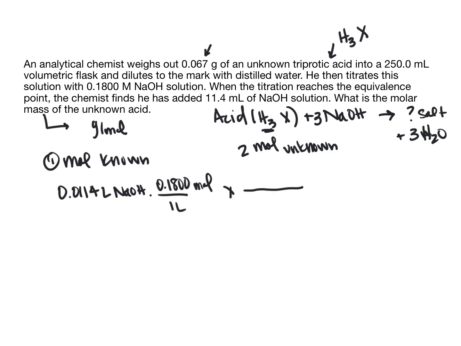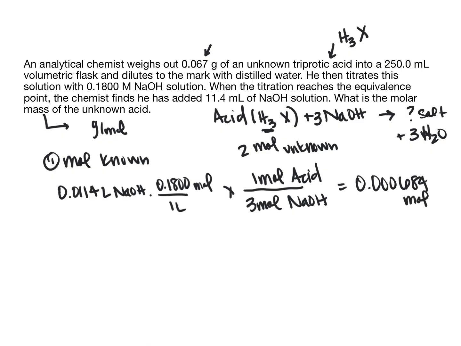And so here we know that there are 3 moles of NaOH for every 1 mole of acid. And this is our unknown acid. And so this gives me 0.000684 moles. So the question asks for the molar mass.